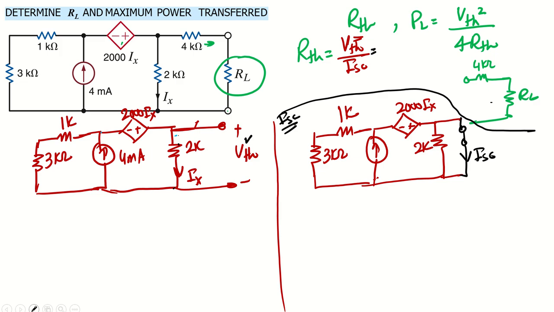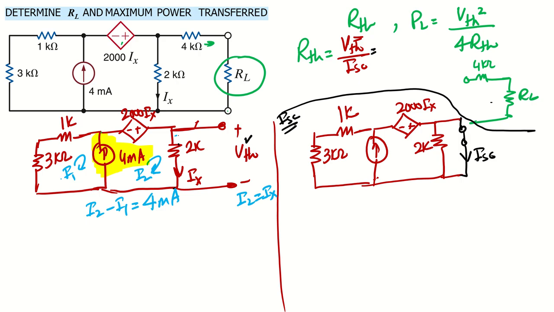Now to apply the mesh here, we can notice we have a super mesh, right? Because this is the current source which is shared between the two meshes. If I define the current here as I1 and the current here as I2, which is also Ix, right? So I can write the equation for this super mesh. The direction of the current is upward, so it will be I2 minus I1 is equal to 4 milliampere.